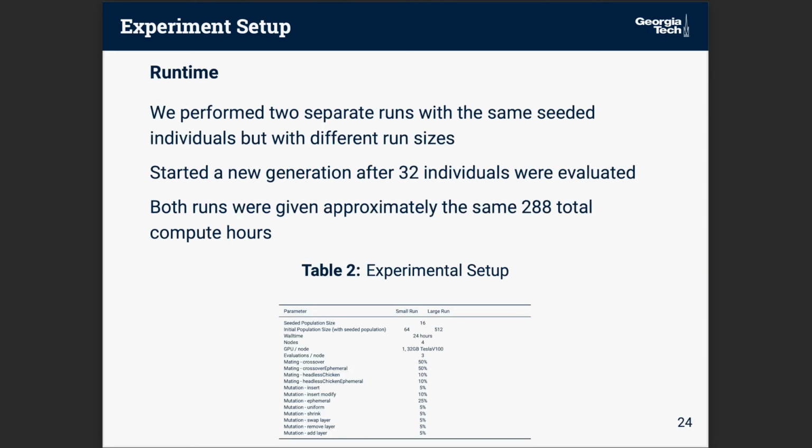We performed two runs with the same seeded individuals, but with different run sizes. The small run had 64 total initial individuals, and the large one had 512 initial individuals. We started a new generation after 32 individuals were evaluated, and both runs were given approximately the same 288 total compute hours, which roughly translates to around 24 hours of wall time.